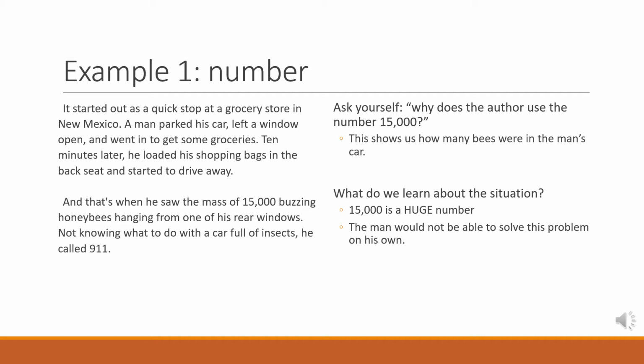As you can see, the author gives us the number 15,000. I asked myself, why did the author use the number 15,000? And I understand that it shows me how many bees were in his car. I can't just continue reading though. I have to consider the situation. 15,000 bees is a lot of bees. There is no way that this guy would be able to remove all the bees without getting stung. One bee in your car is scary. Imagine having 15,000 bees buzzing around. No thanks.